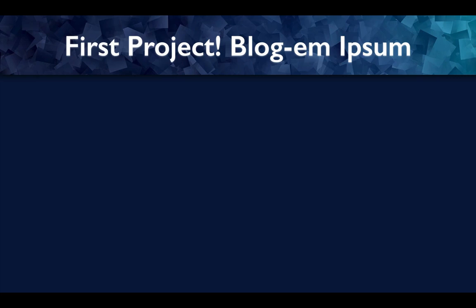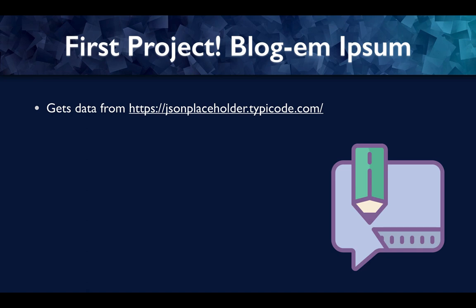All right, so let's get started with our first project, which I'm calling Blog Ipsum, because it is blog posts using placeholder text, like the lorem ipsum placeholder text. The server that we're going to be using here is this JSON placeholder, and this has endpoints which simulate a blog server. You can get posts, you can get comments on the posts, and so forth.